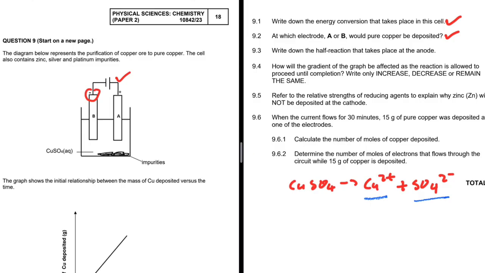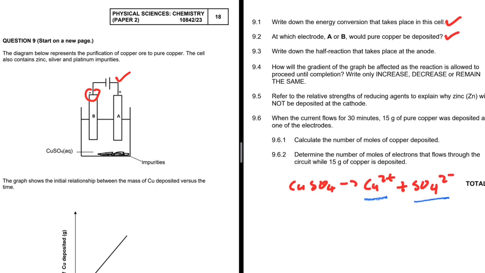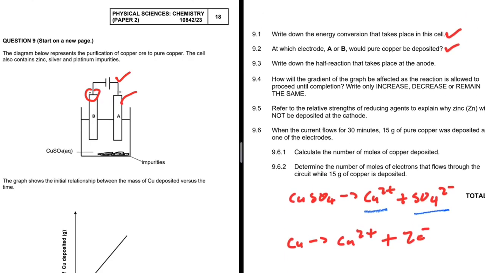9.2. Let's take a look at 9.3. Write down the half reaction that takes place at the anode. At the anode, we have oxidation of copper, right? So we're going to have copper turning to copper 2 plus plus 2 electrons at the anode. This is at the electrode A. There we go. Let's take a look at 9.4.